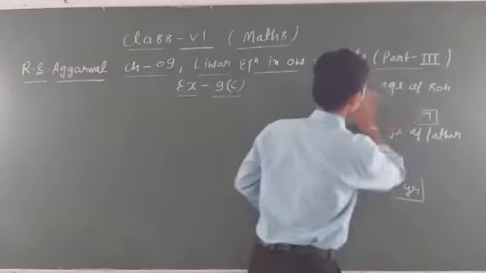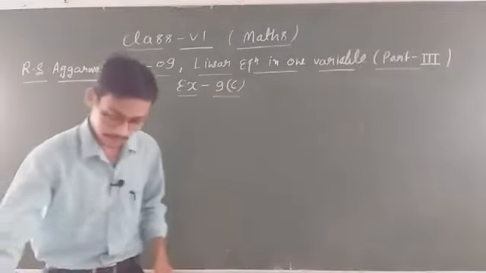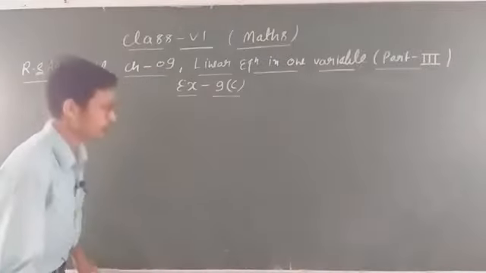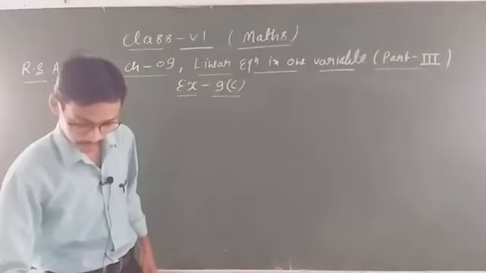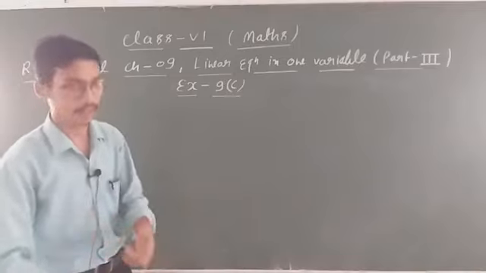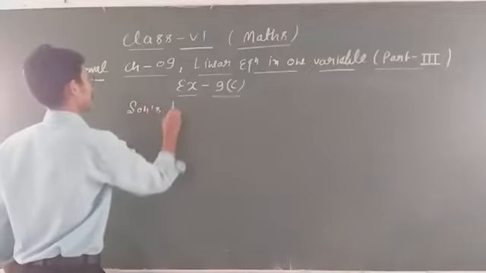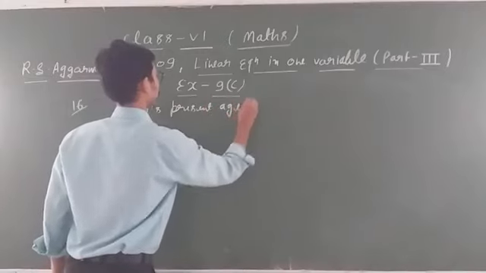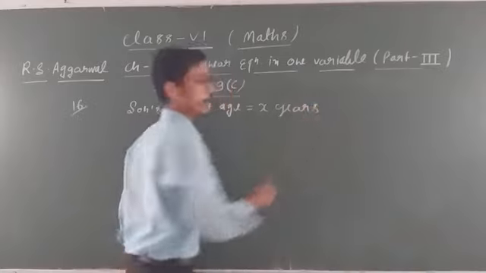The next question is question number 16. Based on the same pattern, see carefully what is given. A man is thrice as old as his son. So let the son's present age equal X years. A, B, C, anything you can take.